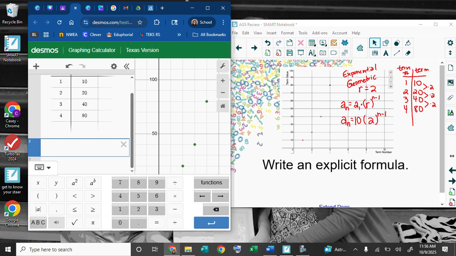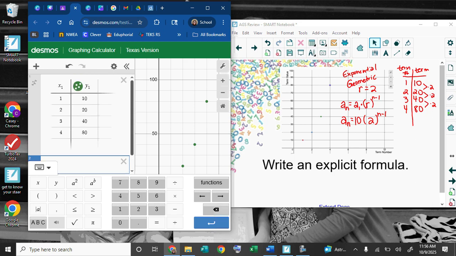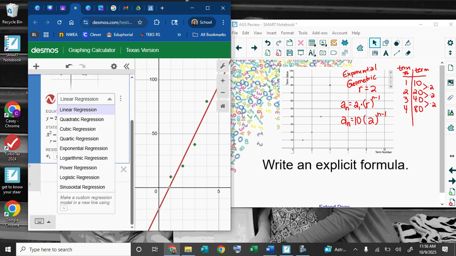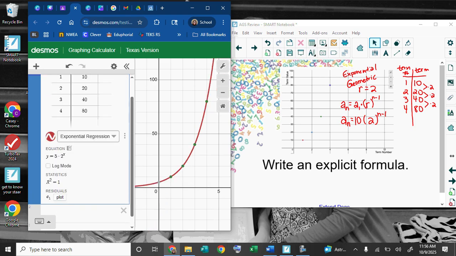And so that makes my exponential, and I can see it. So I'm going to do this, this magic button below the plus sign right there, and I get a linear regression. Notice my points don't line up there. I need it to go through these points that are right there. So it's not linear, it is exponential. So you've got to remember to change it to exponential.